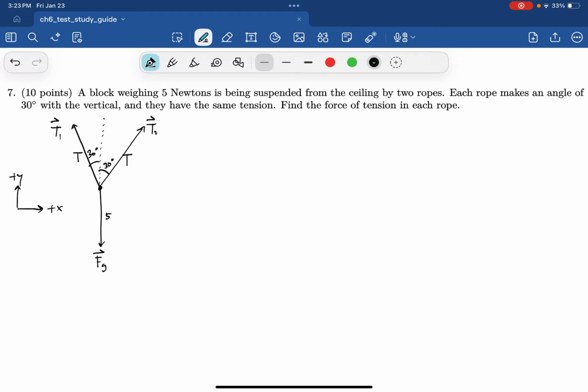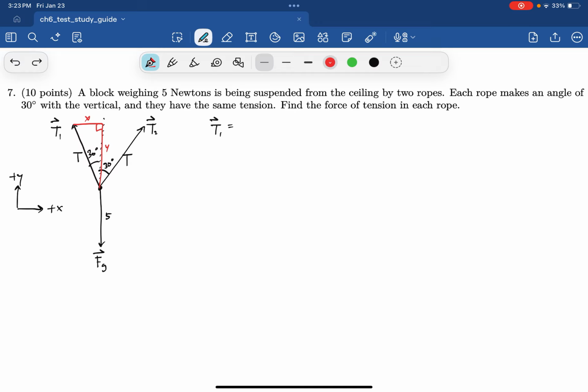So let's start with T1. All right, to figure out the x and y components, what you do is you first draw a triangle, a relevant right triangle that will give you the x and y components. And then you calculate the length of those components and then determine whether it's positive or negative based on which direction this vector here is pointing.